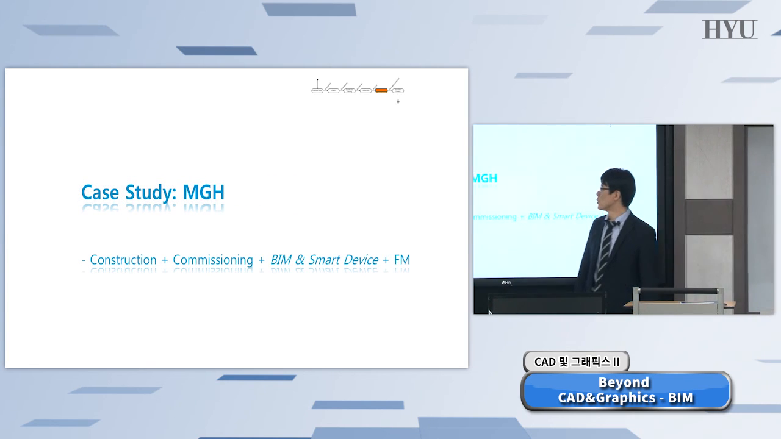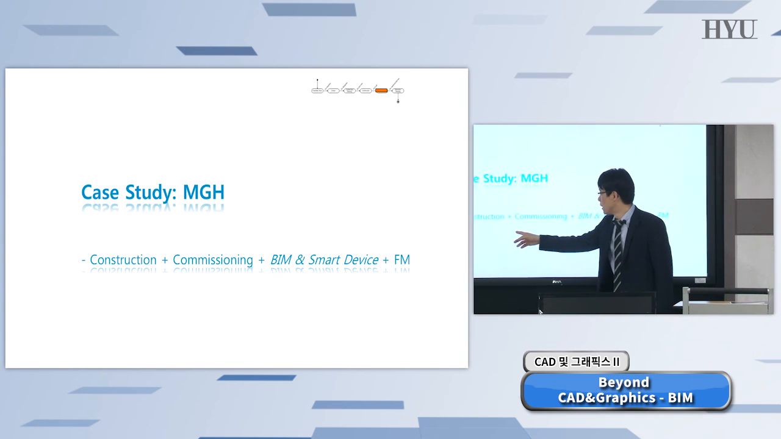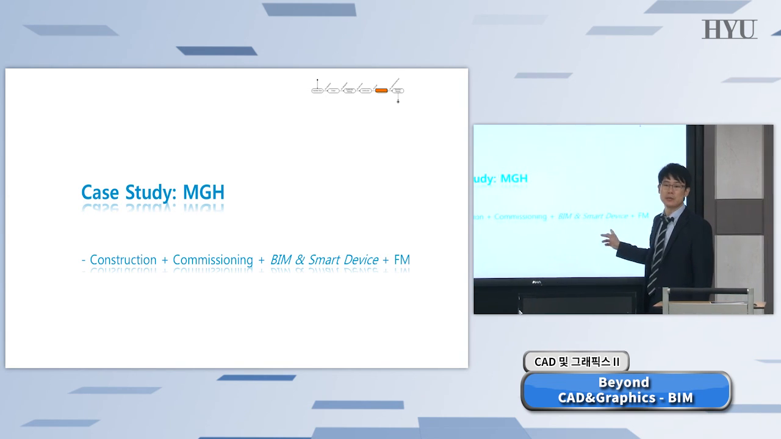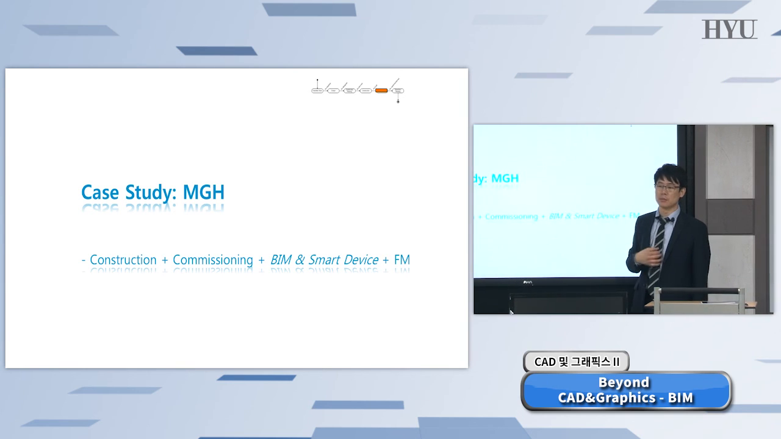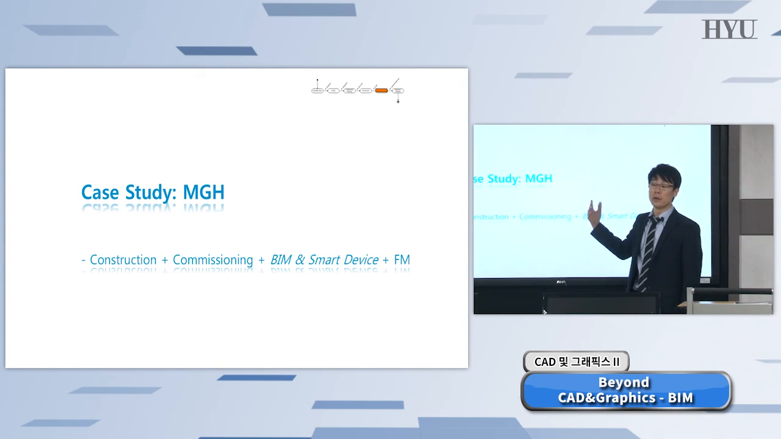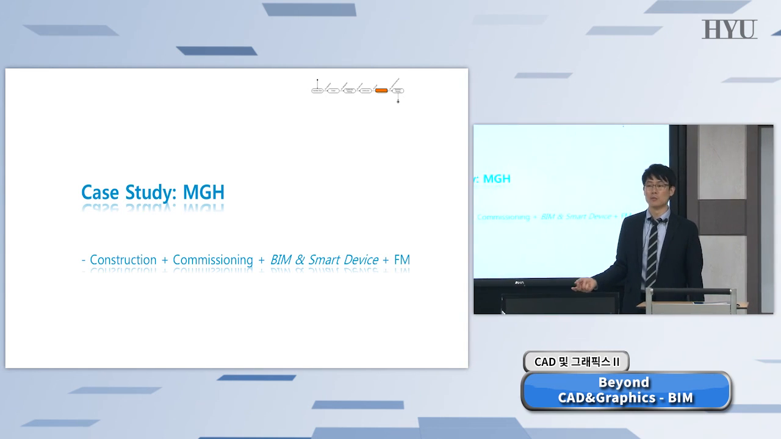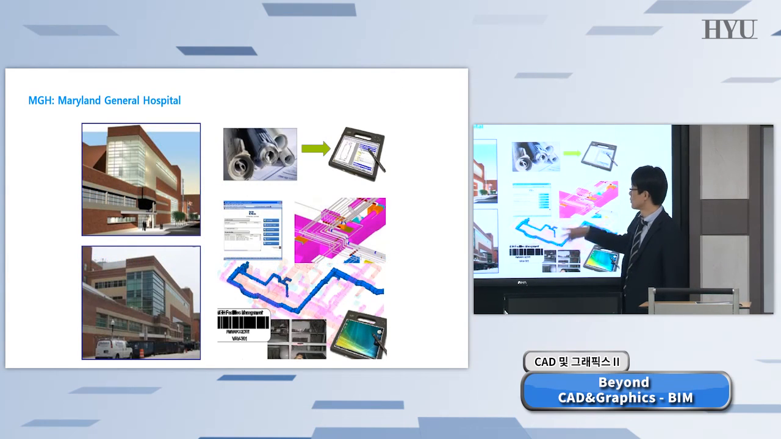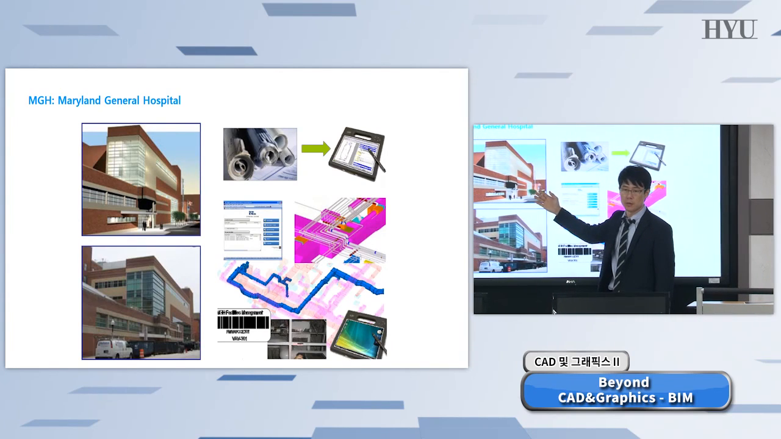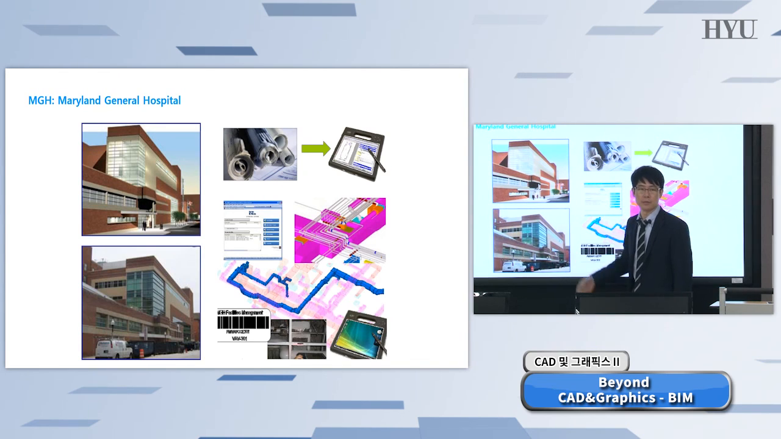So let me show you one case study in terms of facility management using BIM and smart devices. I mean some design computing tools, hardware. MGH means Maryland General Hospital, okay? Maryland General Hospital, a remodel project and extension project, done by BIM and even more advanced technologies. And let's take a look at this one. This is the Maryland General Hospital BIM model and actual building, okay, after the remodel.